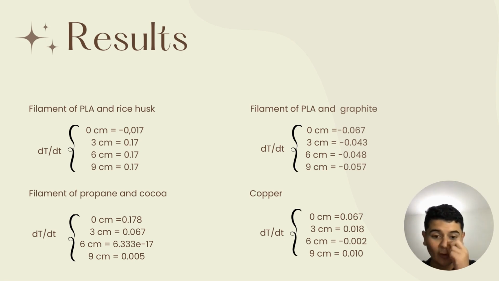These derivatives were obtained by using the curve fitting feature in MATLAB, taking the slope of the curve and also the smoothed curve of the data that we have for each temperature and each distance. And that's all for the results.